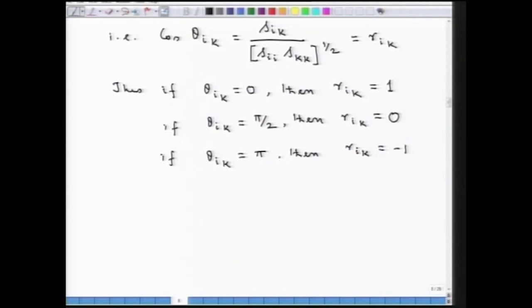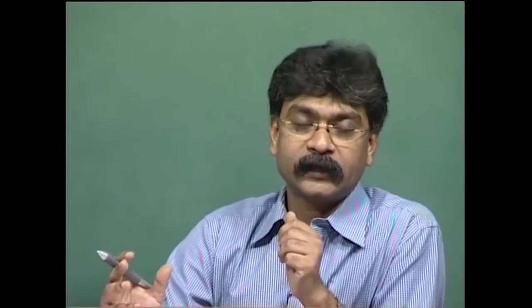So, this gives us a nice feeling about verifying the intuition of what happens to the deviation vectors, the angle that they make, and the corresponding values of the measure of association between any two variables. So, this cosine theta ik of course is for every pair i and k taken from the set of possible p variables. Right.